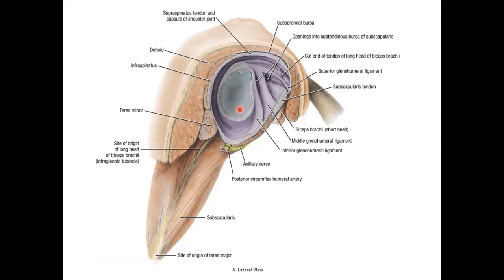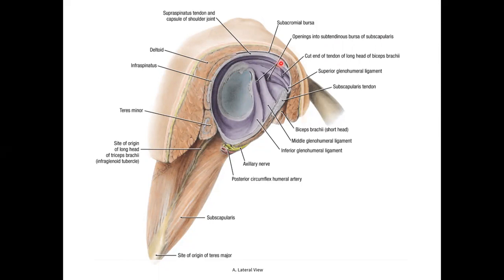And then it's talking about here, you have openings for different bursa, so openings to the subtendinous bursa of the subscapularis. You can see here's your subacromial bursa. What else?